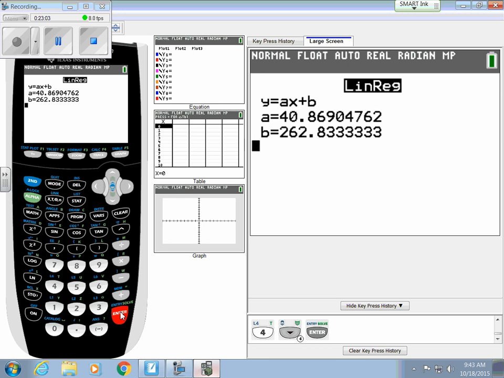Now, if we want to make the scatter plot and see the data pairs to see how well the regression fits the data, we can also do that. So here we're going to hit second and then stat plot.